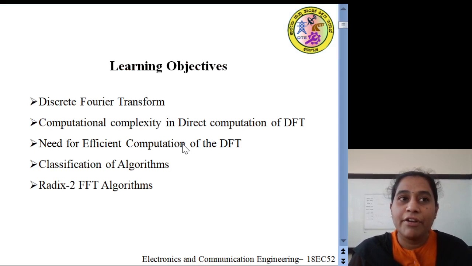Here, we will be beginning with the discrete Fourier transform concept. Then, we will be considering computational complexity in direct computation methods for finding the DFT. Then, we will be discussing the need for efficient computation of the DFT. Afterwards, we will be considering classifications of the different algorithms. And we will be concluding the session by considering the concept of radix-2 FFT algorithms.